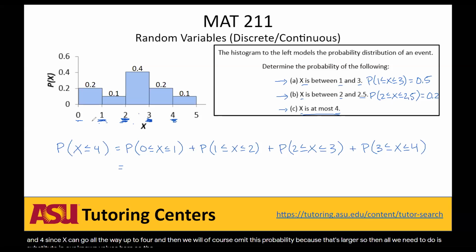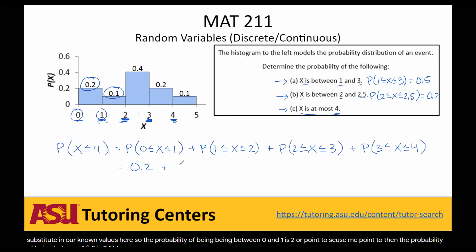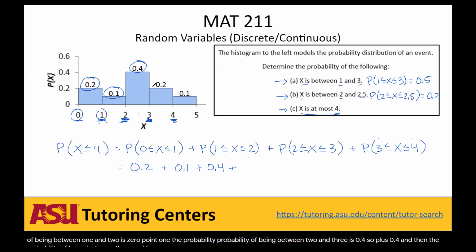Then all we need to do is substitute in our known values here. The probability of being between 0 and 1 is 0.2. Then the probability of being between 1 and 2 is 0.1. The probability of being between 2 and 3 is 0.4, so plus 0.4. And then the probability of being between 3 and 4 is 0.2. If we sum these up, this equals 0.9.